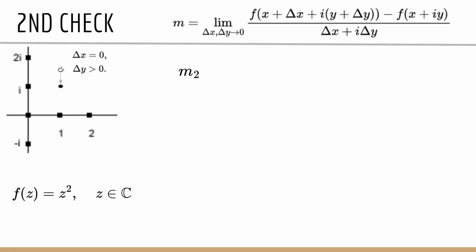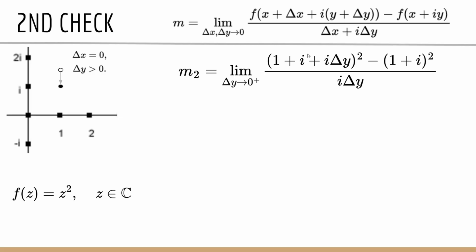Right, and we keep the real value constant, right? Because as we approach from this hollow point to the black point of interest z equals 1 plus i, the real part doesn't change. So now let's simplify to this. Delta x equals 0 and delta y is non-zero. Obviously, x is 1, y equals i, because we're considering the point z equals 1 plus iy, 1 plus i, z equals 1 plus i.